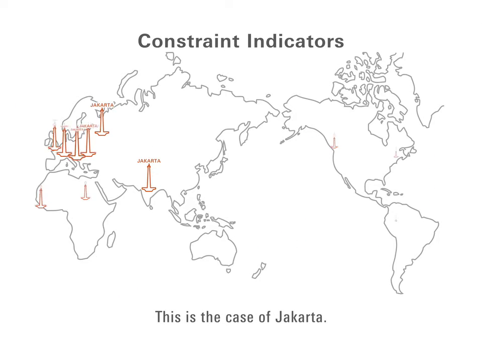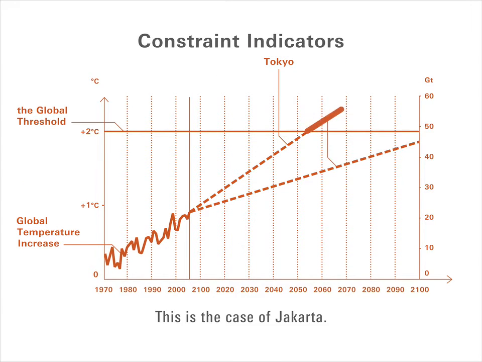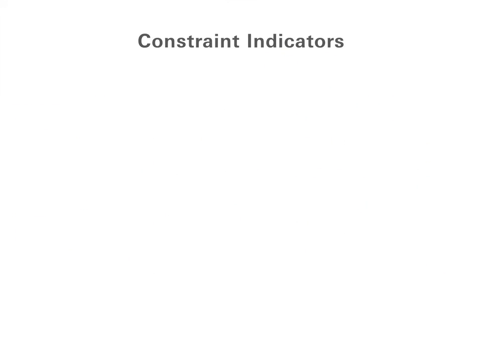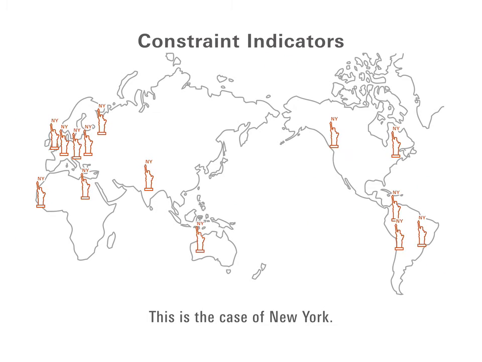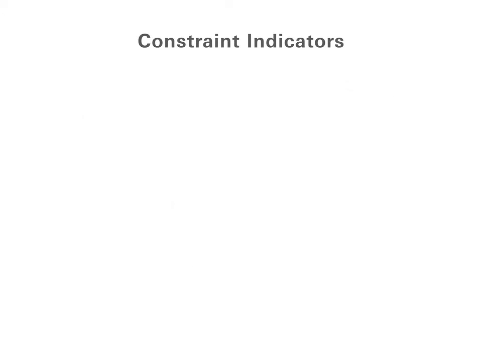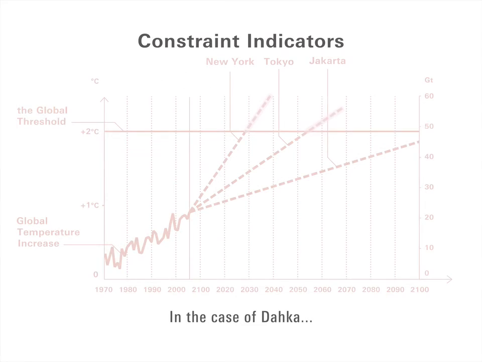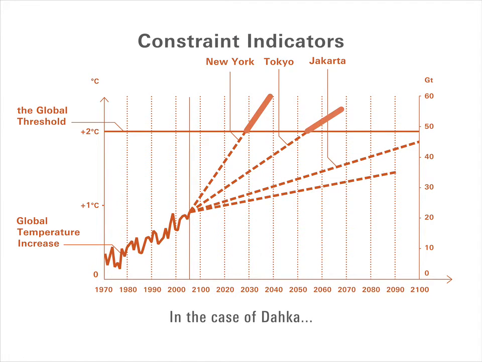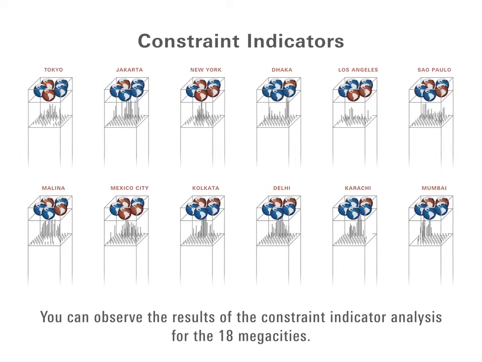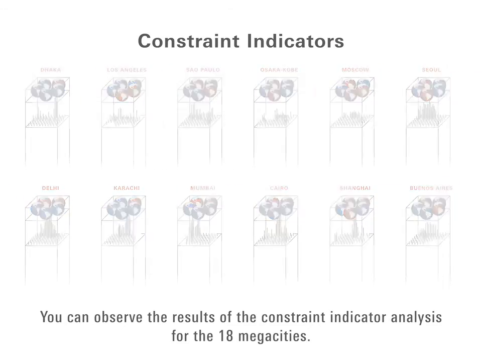This is the case of Jakarta. This is the case of New York. This is the case of Dhaka. You can observe the results of the constraint indicator analysis for the 18 megacities.